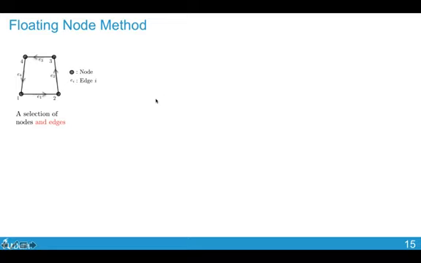Next, I would like to talk about floating node method. I developed this method during my PhD and postdoc. The essential idea is in the definition of the element. Previously, we have presented that the element has always been defined as a selection of nodes, and we have always attributed degree of freedoms to the nodes.